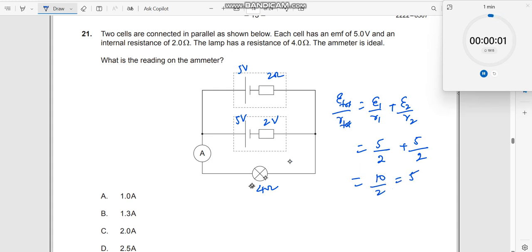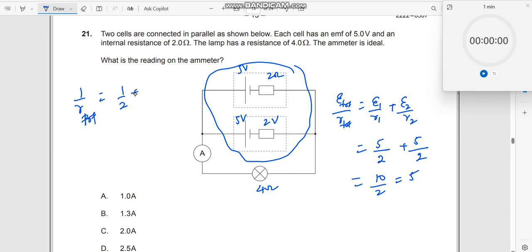Now what is R total? If I consider this resistance over here, this 2 and 2 are parallel. I'm not considering this one, I'm looking only at this particular loop over here. So this 2 and 2 are parallel. So 1 by R total is equal to 1 by 2 plus 1 by 2, which is equal to 1. So R total should be equal to 1. So E total divided by 1 is equal to 5, or E total should be equal to 5 volt only.